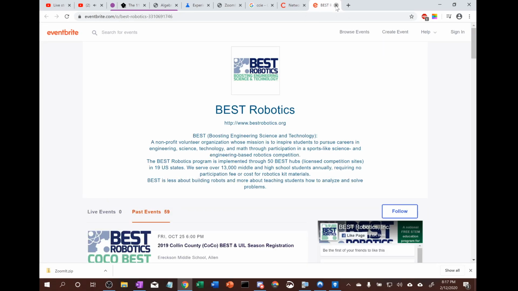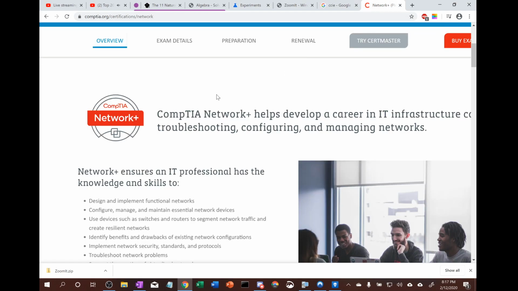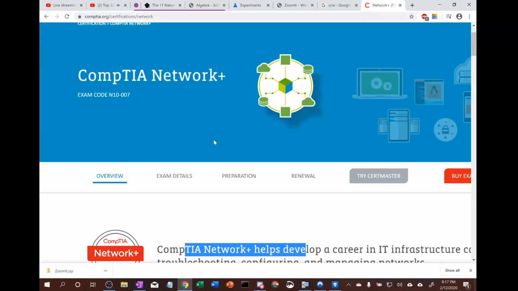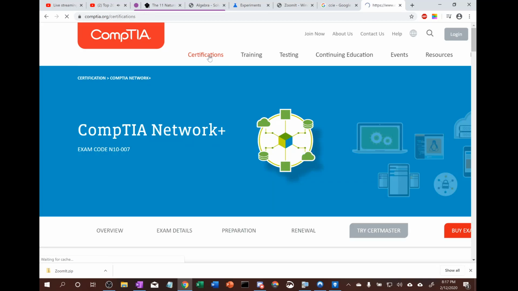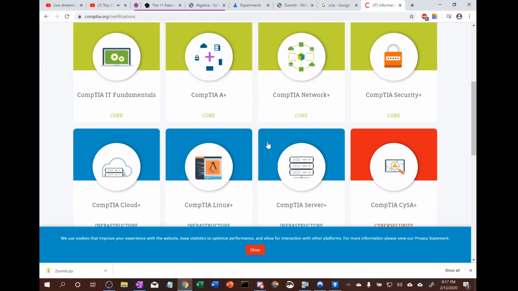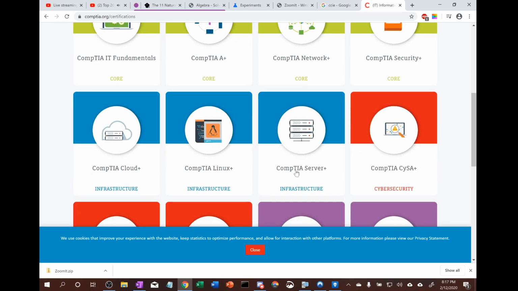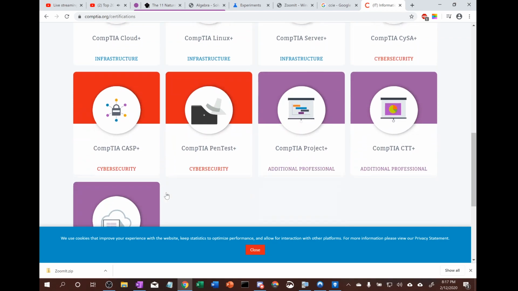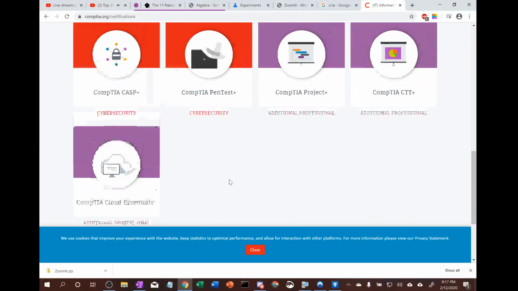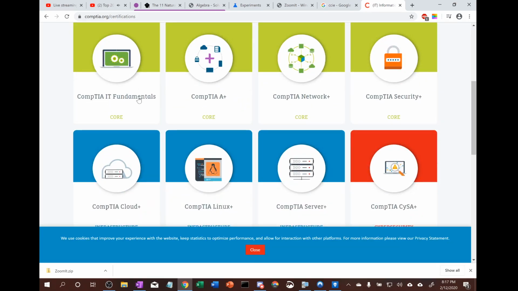So for anyone interested in what John does, your ultimate goal is CCIE, Cisco Certified Internetwork Expert. But your first step in that would be the CompTIA A+ and Network Plus certifications. CompTIA offers a ton of certifications. Let's take a look at all of them. IT Fundamentals, A+, Network Plus, Security Plus, Cloud Plus, Linux Plus, Server Plus. You see how it goes. You can obtain all these, and that would be the idea. I guess this is the basic one, the IT Fundamentals. Okay, let's look at that one.